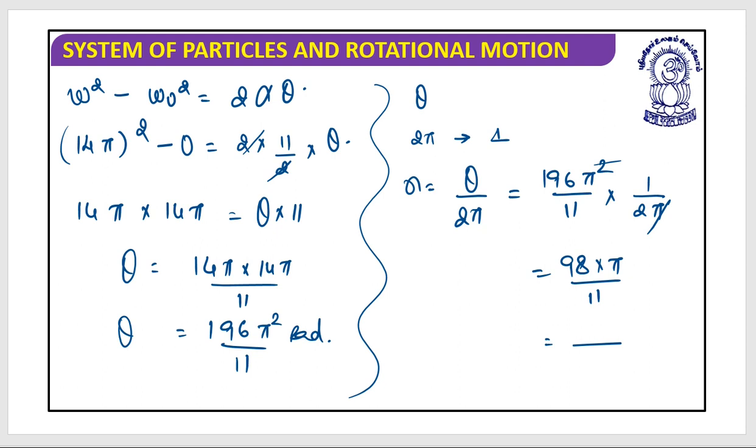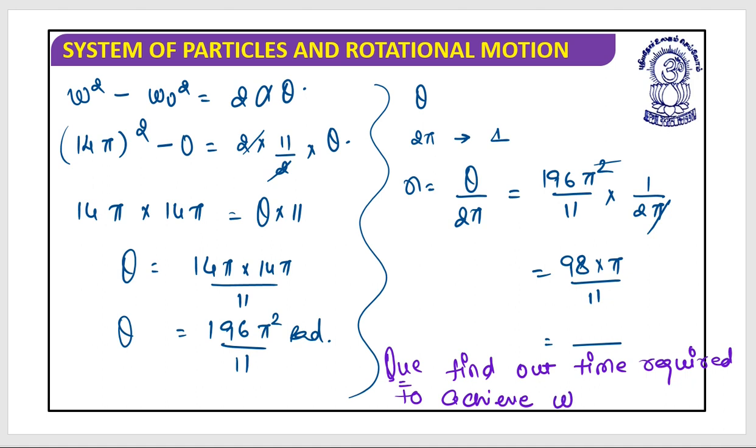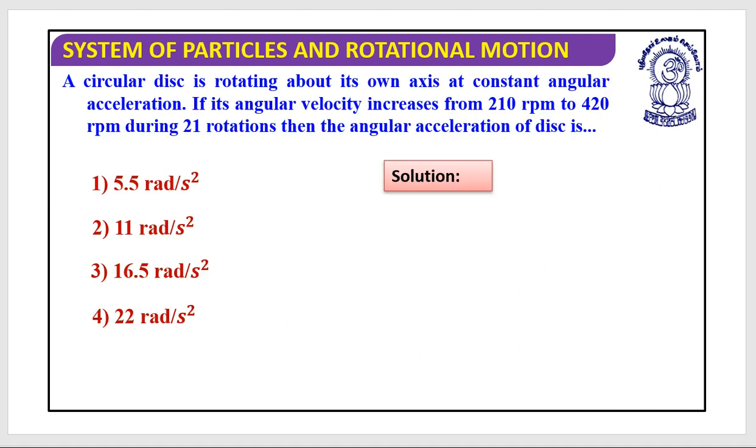Did you have the same answer? Okay, I'm going to add this part: find out the time required to achieve the final angular velocity omega, that is 14 pi radian per second. I hope this is clear. Great, let's work on the next question.